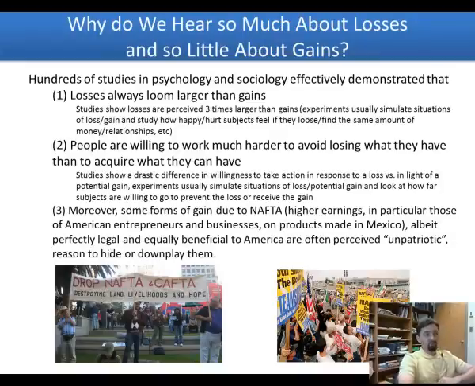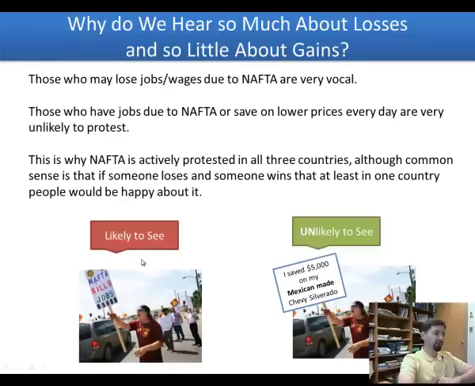Now, so why do we hear so much about losses and virtually nothing about the gains? Well, it is human propensity to first be more concerned about losses than about gains. We would go much further to prevent losses than to have gains. And so, as I said before, it is very likely that we would see a person on the street with a sign that says NAFTA kills jobs, but it is very unlikely to see a person on the street that says, I saved $5,000 in my Mexican-made Chevy Silverado.